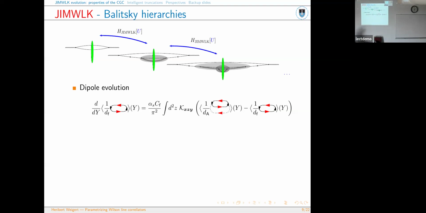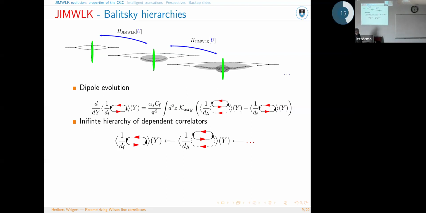Well, what you see here clearly is an equation for something that has two Wilson lines in it, a correlator of two Wilson lines, and on the right hand side there's a correlator that has three Wilson lines, for the quark, antiquark and the additional gluon. So this is not a closed equation. Right, so you need an equation for the thing that has three Wilson lines in it, because it feeds the equation that I want to solve.